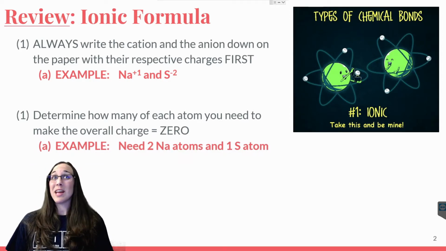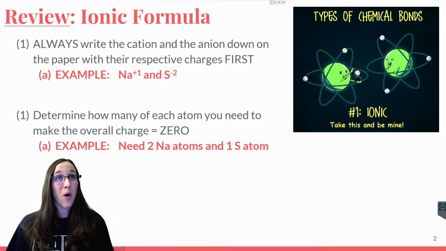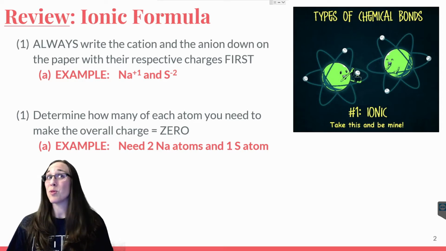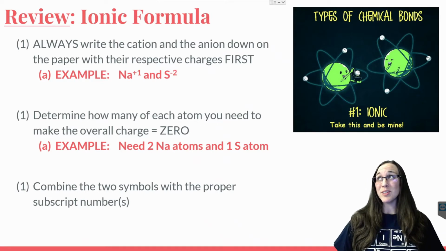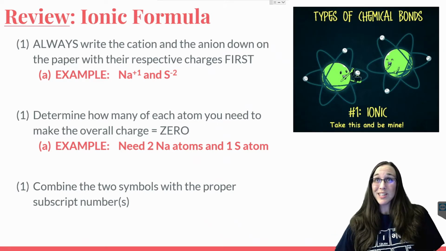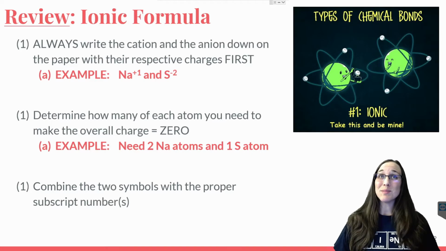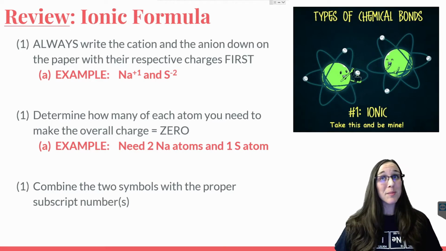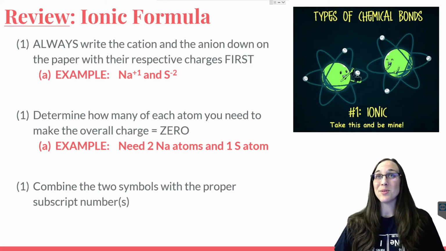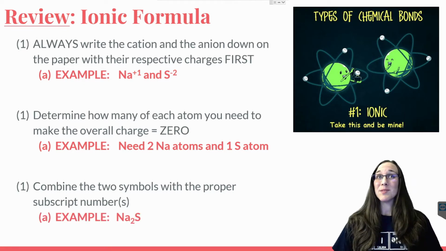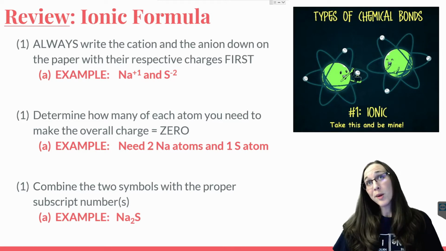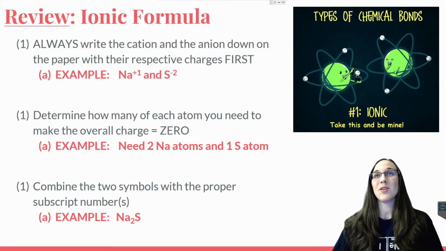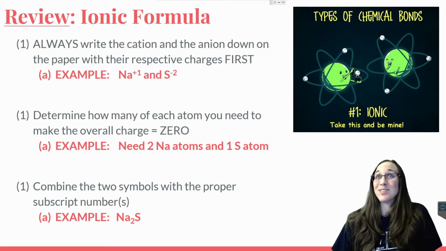In other words, if they are going to tango together, you're going to always need 2 Nas dancing with 1 S atom. Now that you know how many of each atoms you need in order for them to do the tango together, we're going to combine those two symbols together with the proper subscript numbers. Now the subscripts are denoting the total number of atoms that are present, not the charge anymore. So in that case, it would be Na2 for 2 sodium atoms and S1 with the invisible implied 1 because there's already an S there, so it's implying that there's already 1 there.